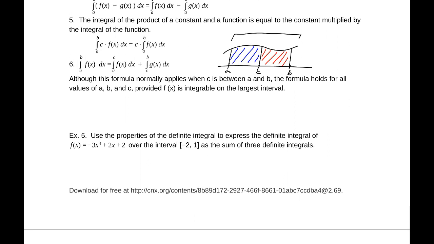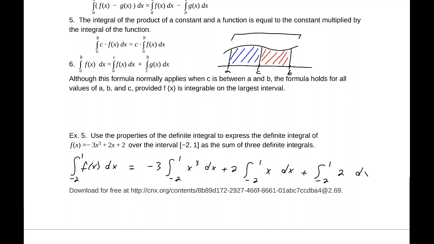It holds. All right, use the property of the definite integral to express the definite integral of f of x equals negative 3x cubed plus 2x plus 2 over the interval negative 2 to 1 as the sum of three definite integrals. The integral of f of x dx from negative 2 to 1 is equal to negative 3, there's our constant, times the integral from negative 2 to 1 of x cubed dx, plus 2 times the integral from negative 2 to 1 of x dx, plus the integral from negative 2 to 1 of 2 dx. All right, that's all there is for that.